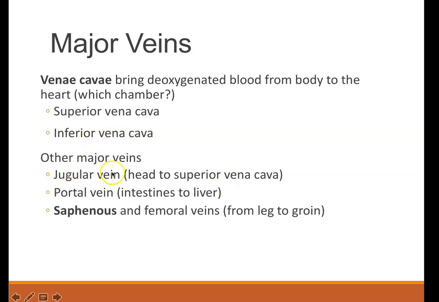Other major veins: the jugular vein, which is in the head, is sort of like the opposite highway of the carotid artery. The portal vein, which carries blood from the intestines to the liver, is super rich in nutrients. It's all the nutrients you just digested and absorbed, getting transferred to the liver, and then the liver decides where they all need to go.